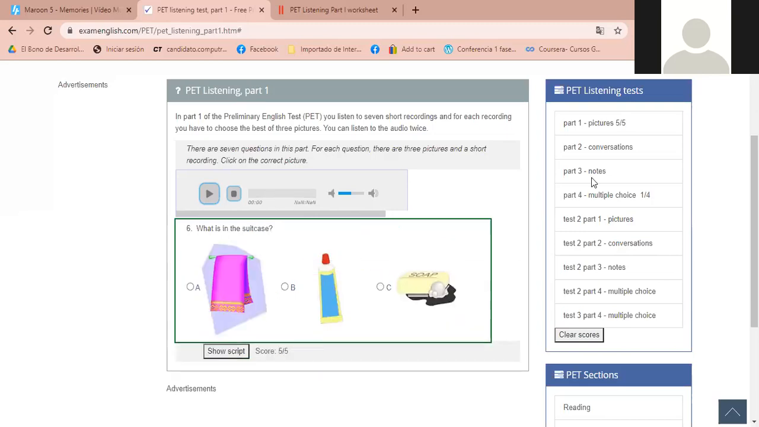Can you help me reading number 6, please, Carlitos? Help me reading the question.